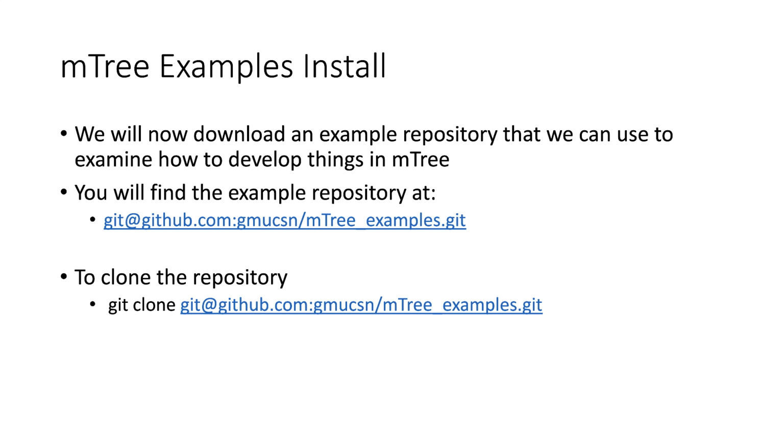So with the mTree examples, you're actually going to download an example repository, and it will help you understand how to develop things in mTree. It's a working, very small example auction system. You can find the example repository at github.com/gmucsn/mtree_examples, or you can use the git command here as part of a git clone, and that will clone the directory. Inside of that will be an example set 1, which is what we'll start with.